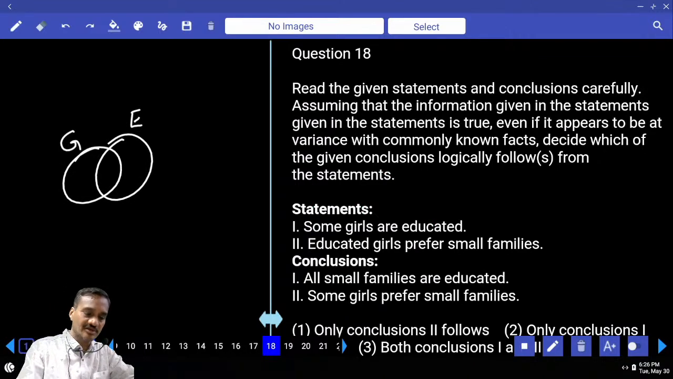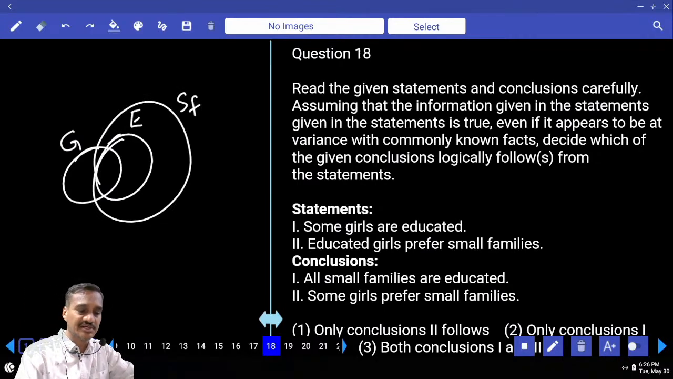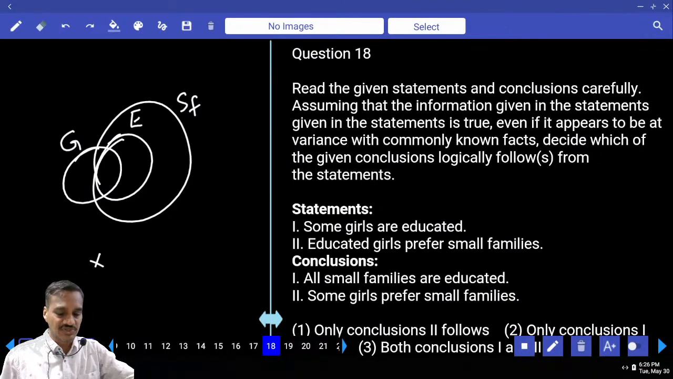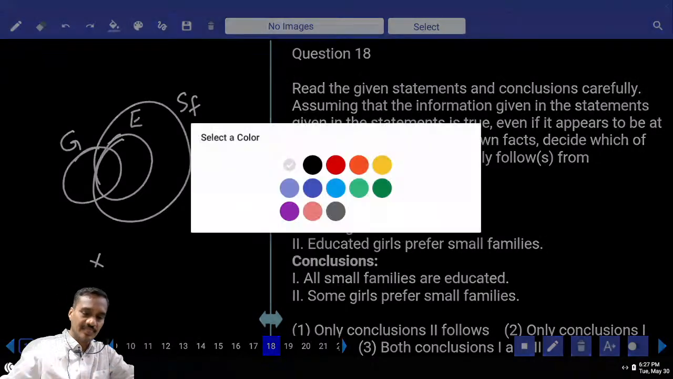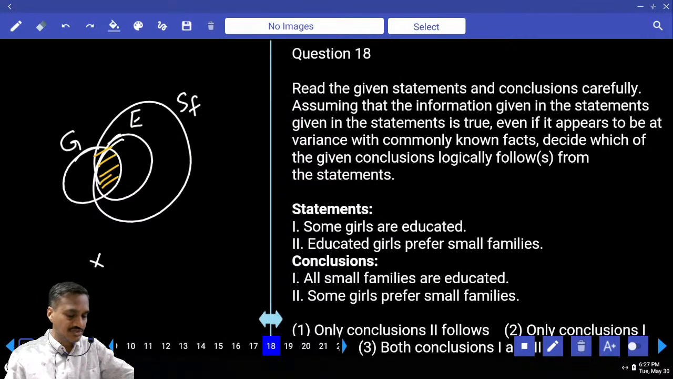Hence, educated girls prefer means all these educated girls prefer small families. Then first one, all small families are educated, we can't say. All educated are small families, but the vice versa is not true. Some girls prefer small families. Now these are the girls who are preferring small families, and so only two. That is choice 1, question number 18.